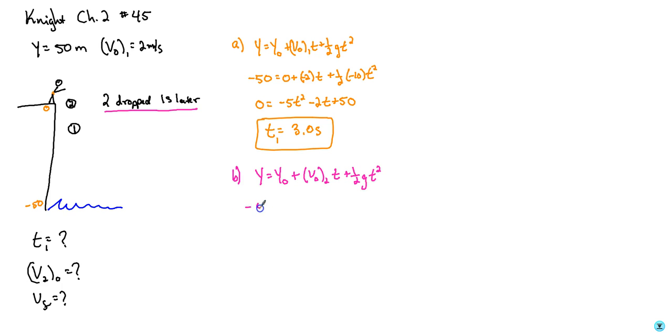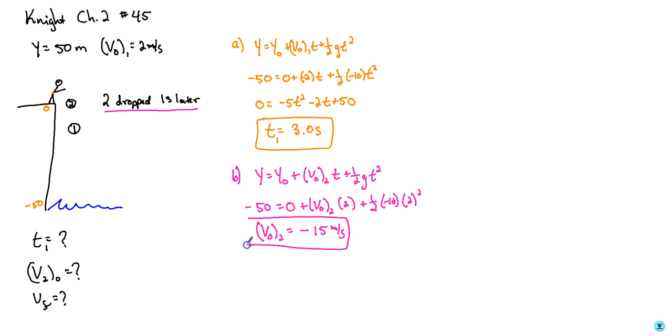So again, it's going to travel 50 meters downwards. Negative 50 equals 0 plus, now we've got v sub o 2 times 2 plus 1/2 negative 10 and then 2 squared. So solving for v sub o 2, we find that it needs to be thrown at 15 meters per second if it's going to hit the water at the same moment as rock number 1.